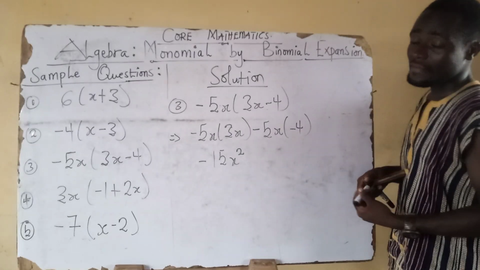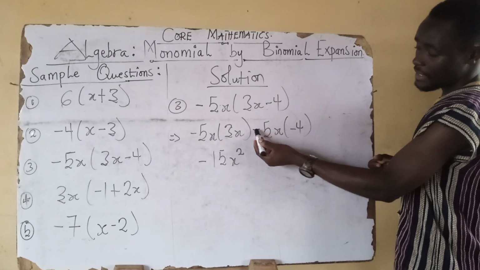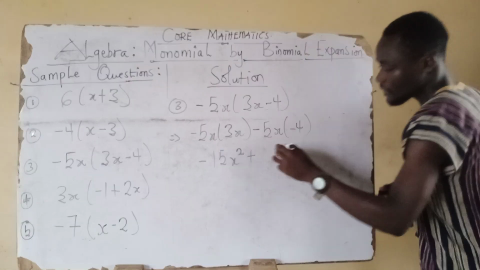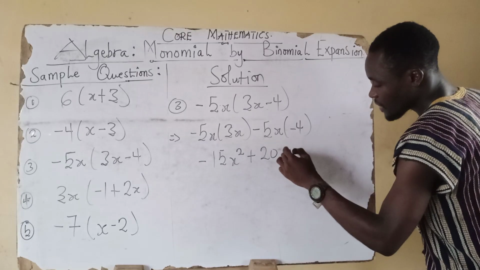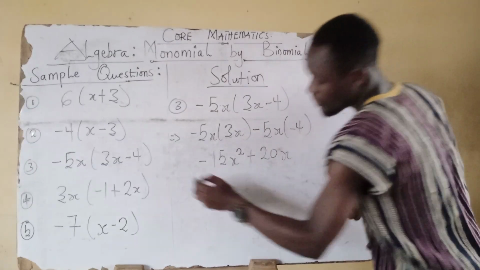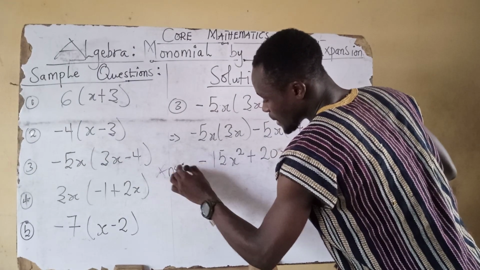Here too, in the same manner, the -5 will multiply that, but negative times negative, I'm going to get what? Positive. And 5 times 4, I'll get 20. Then my variable x will come. Remember, here there is no x there. That is why we've written the x straightforward. So here too, I'll conclude that this is my final answer.